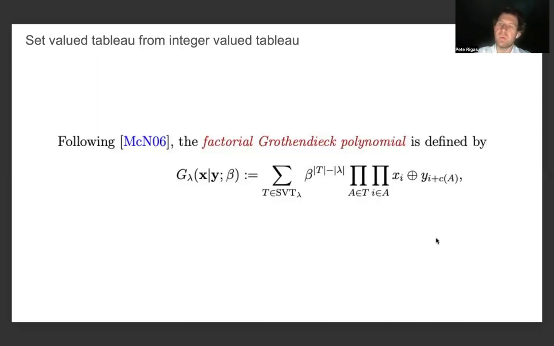But the double nature of the Grothendieck polynomials and the Lascoux polynomials comes up from the fact that we're taking a direct sum of these two variables and taking a product over either a in the set valued tableau as well as a little i in the set valued tableau of shape lambda.